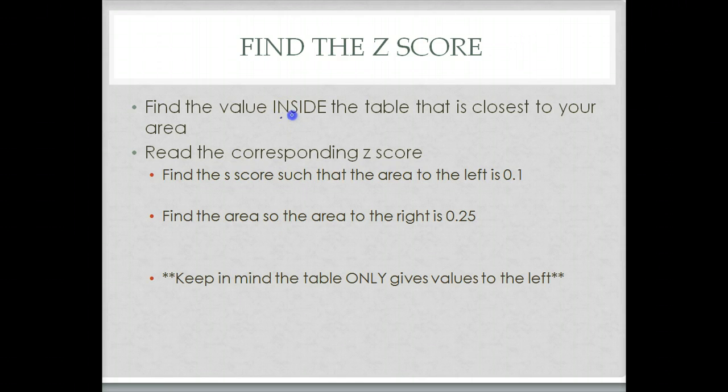So what is closest to your area? You might not find it exactly, so we do want to look for the closest. We want to find the corresponding z-score. Find the z-score such that the area to the left is 0.1.